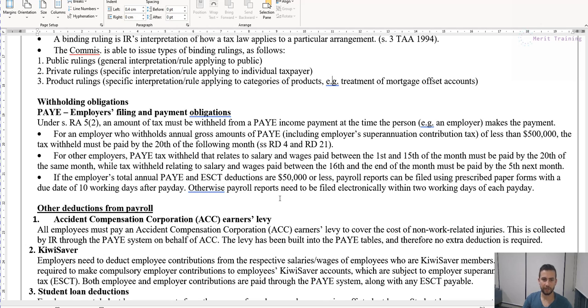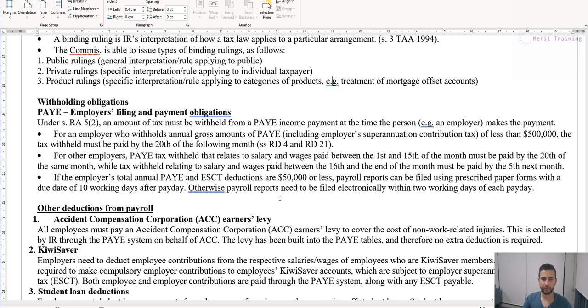So under RAA 5, bracket 2, an amount of tax must be withheld from a PAYE income payment at the time a person, i.e. employer, makes the payment. For an employer who withholds gross amounts of PAYE, including super contribution tax of less than $500,000, the tax withheld must be paid by the 20th of the following month.